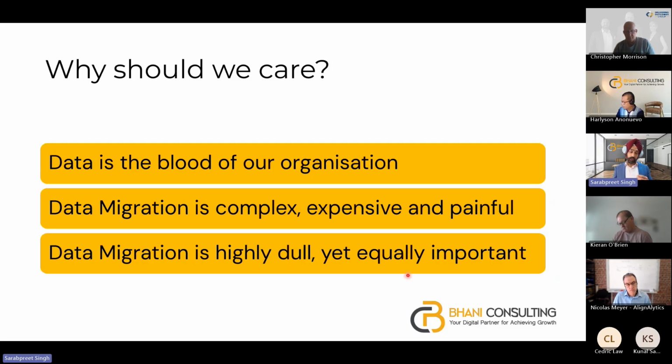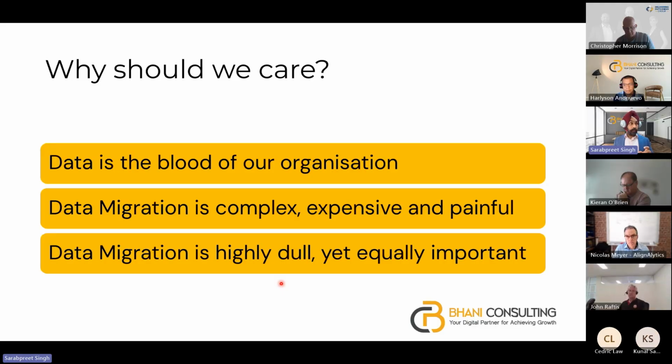And hence, this is one of the reasons it is complex, it's expensive, we don't know where to start, and it is dull. We put it aside. Most organizations put it aside. We deal with this beast a little later in the project, and failure starts to happen there and then. So the moment we delay, imagine the failure is creeping in.